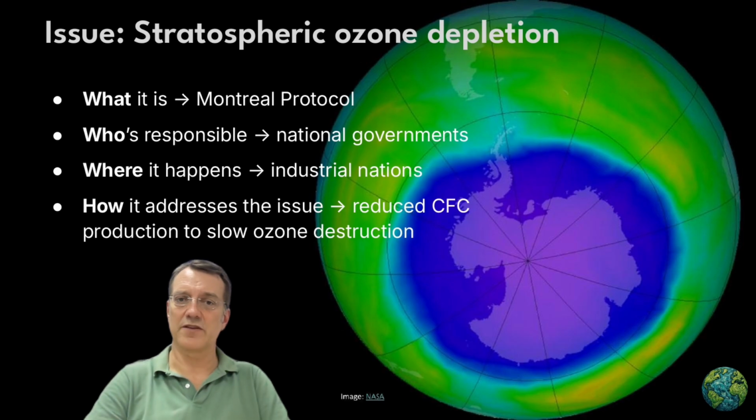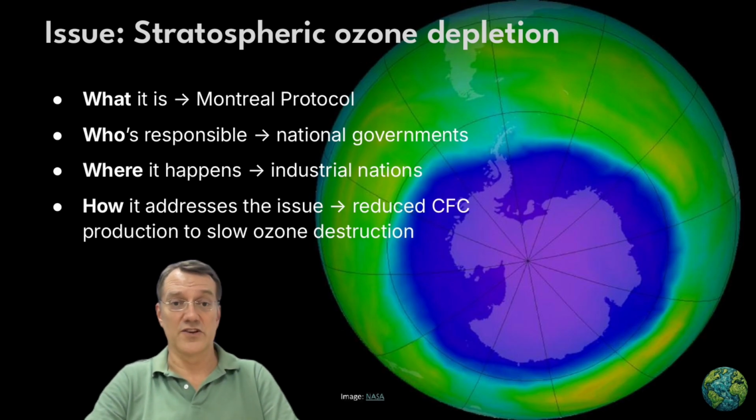Let's say the issue is stratospheric ozone depletion. That's the hole in the ozone layer. A strategy that addressed this issue is the Montreal Protocol. When you describe your strategy, you want to answer several questions.